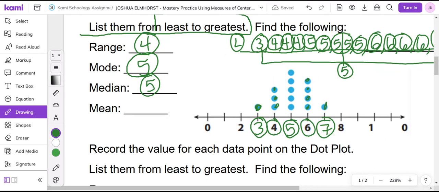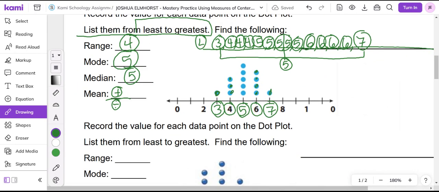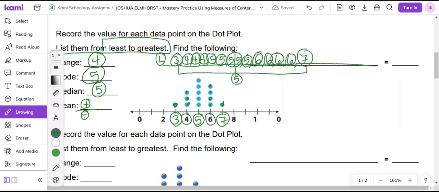So the last one, the mean, we need to add all the numbers and make a fraction and then divide by how many numbers you have. Now, what is the total number in the data set when you add them up? 71. So write that fraction.